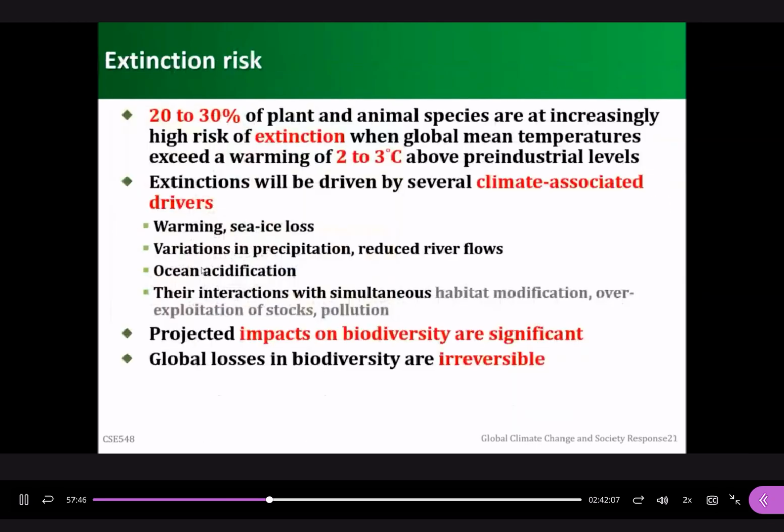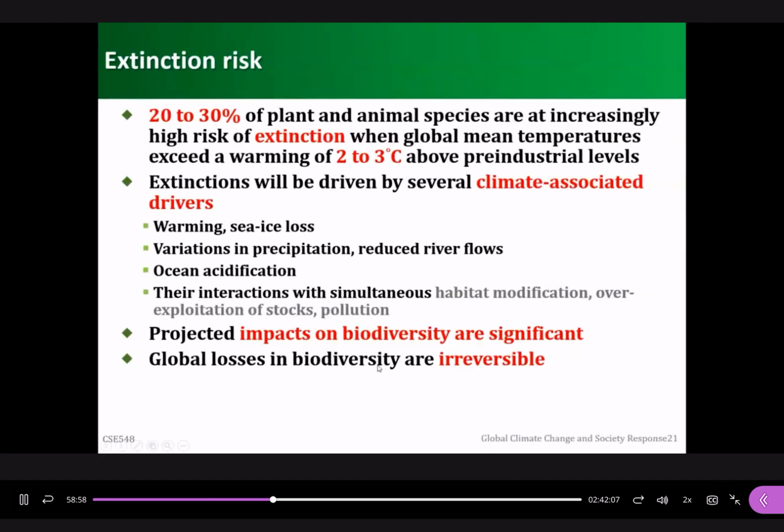Second, the parameter is variations in precipitation that reduce the river flows. Maybe some fishes living in the rivers, because of the precipitation change, will have their habitat affected. Then ocean acidification, because of the CO2 concentration increase in the atmosphere, and their interactions with habitat modification, overexploitation of stocks, and pollution. All these factors will cause the extinction of species in the future. So far, many species are already experiencing extinction because of human activity, and the temperature increase will be another factor for the extinction.